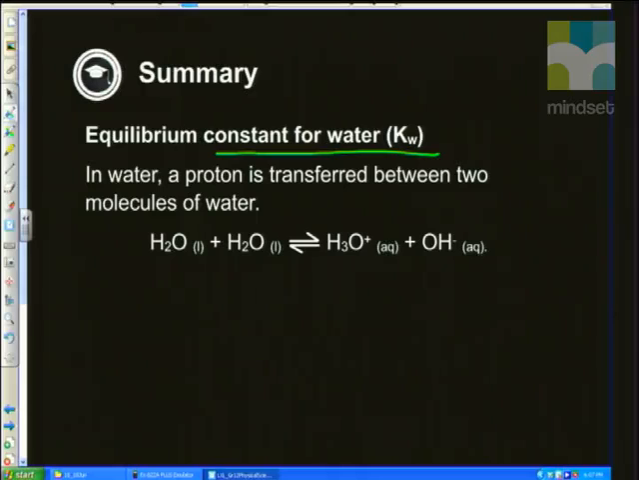Molecule of water, which we write down as liquid H2O, collides with another molecule of water, liquid H2O, and they form this ion, which is called the hydronium ion.